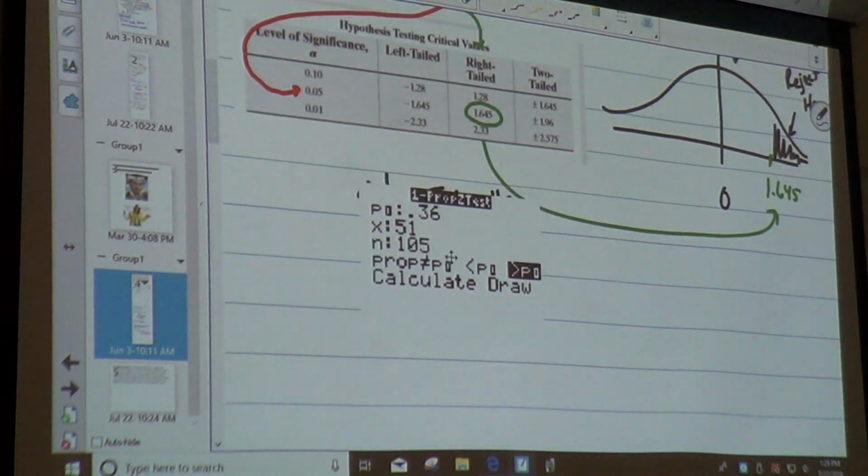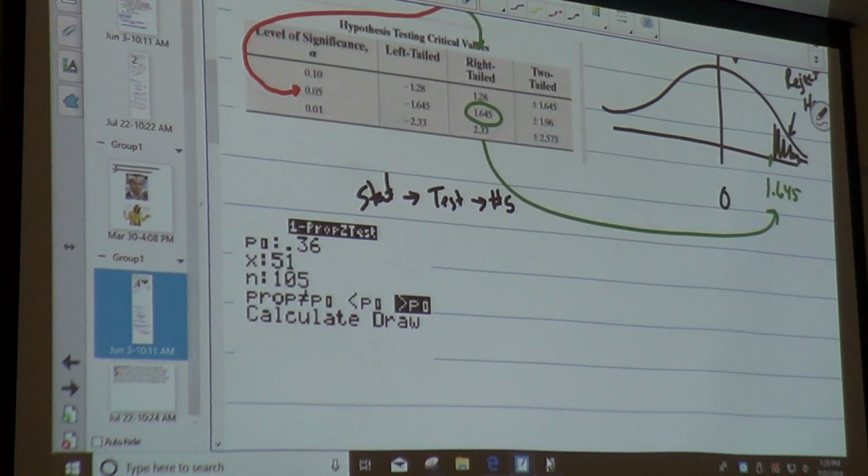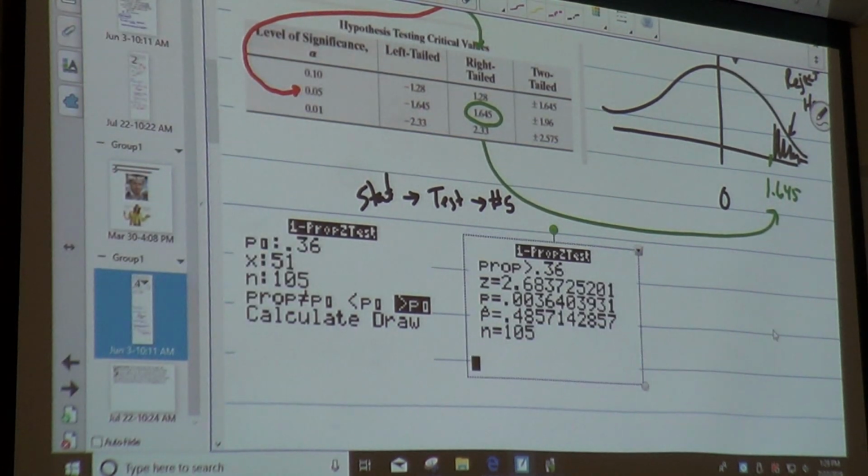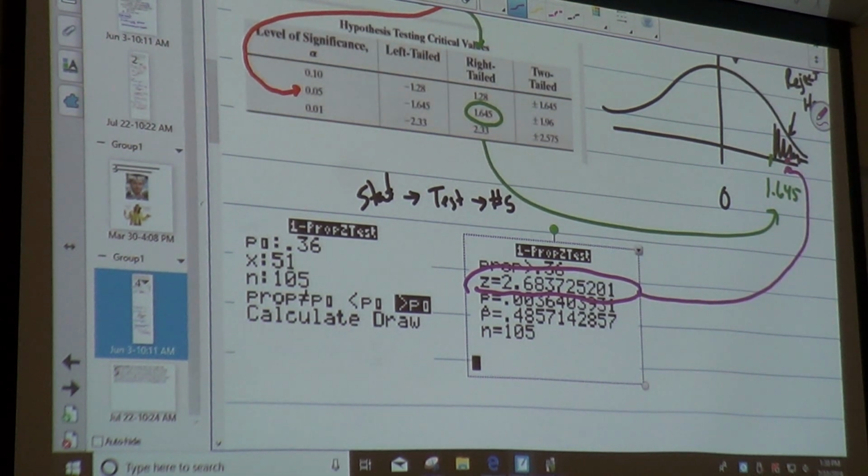So I'm going to pull this down just so you'll have it in your notes. And then I'm going to calculate. And what this is telling me is my Z, quote unquote, my data point. So there is my Z. My Z is going to be over here, a 2.68. So our question is, are we rejecting the H0 or are we keeping the H0? We are rejecting it. So we are rejecting the null hypothesis.